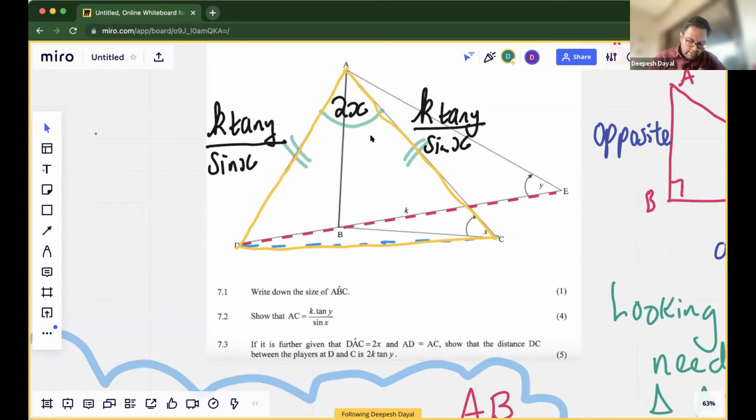Okay, and they want us to show that the distance DC between the players D and C is 2K tan Y. So we're going to think now using our trigonometric knowledge, what are we going to do? I'm going to give you a moment to look at it, maybe two or three minutes, and then we'll decide what strategy we're going to use to solve this, right? So just have a look at it and see.